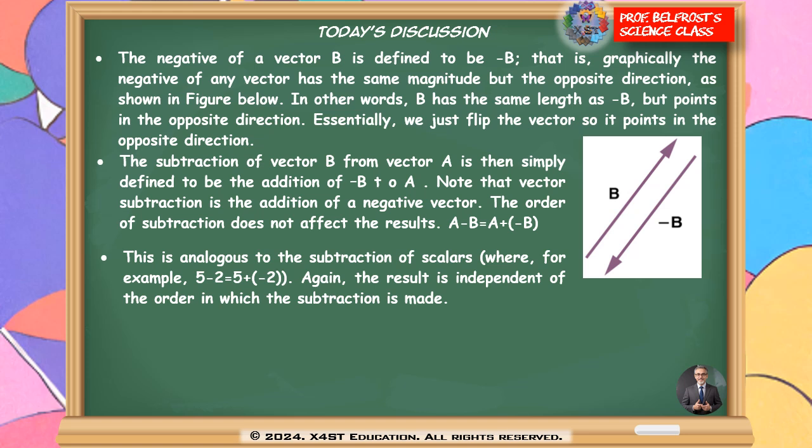We just flip the vector. That is the short way to tell. So the subtraction of vector b from vector a is simply the addition of minus b to a. A minus b vector can be written as a vector plus minus b vector. So this is very simple.